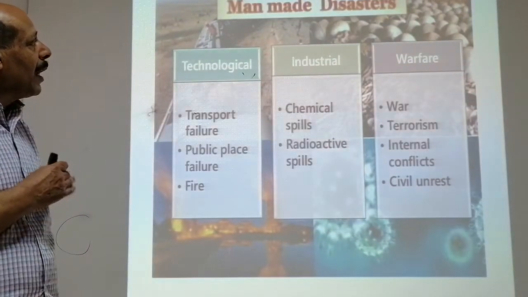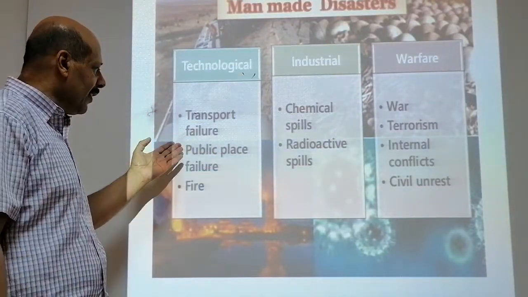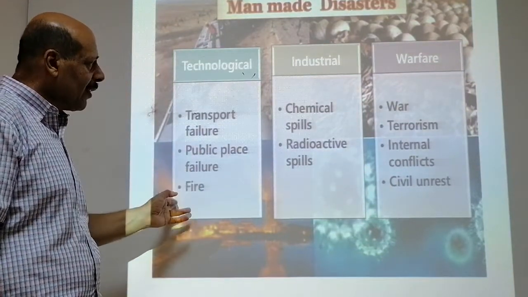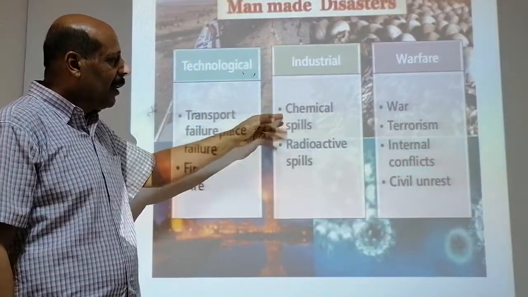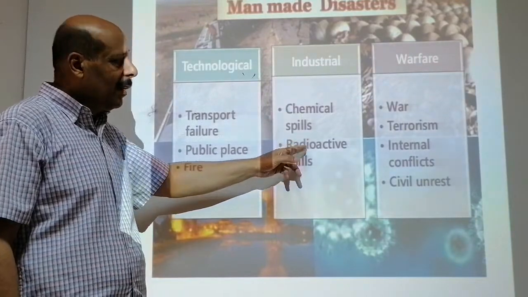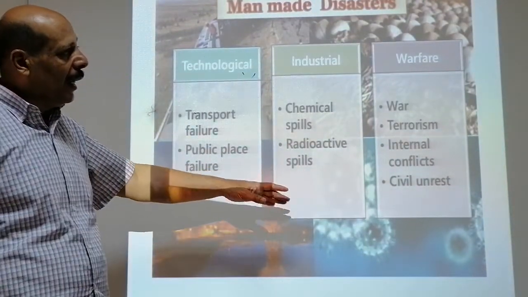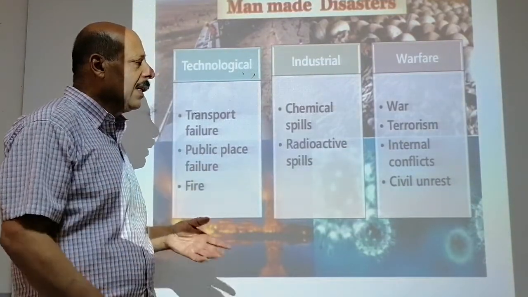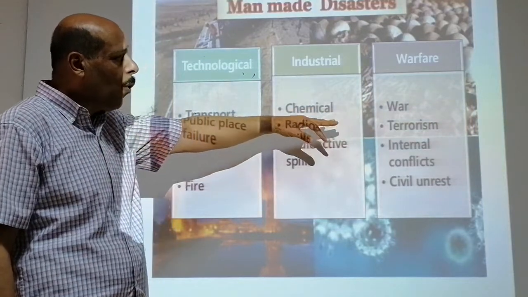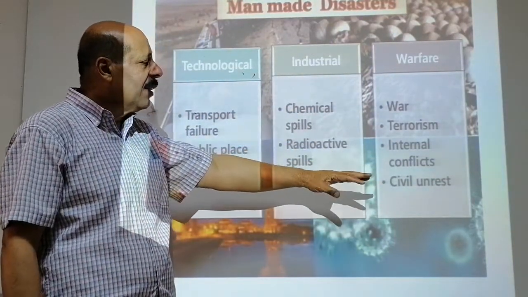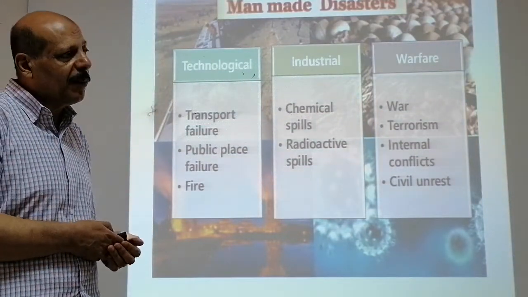In the man-made disaster, we have technological, which is transport system failure, and also public place failure or fire, or from the technological chain. Industrial, like in chemical factories, if there is a chemical spill, it will lead also to disaster. Radioactive spill also, radioactive spread from any institution that deals with radioactive material. Warfare, war, terrorism, internal conflict, civil unrest. So all are causes of disaster which is made by man, by human.